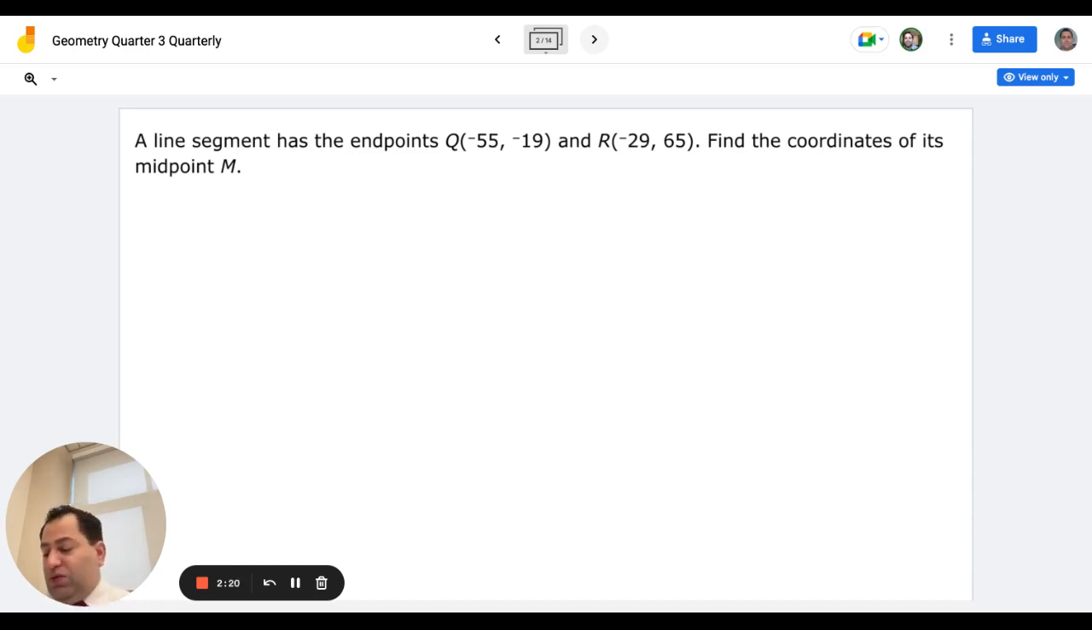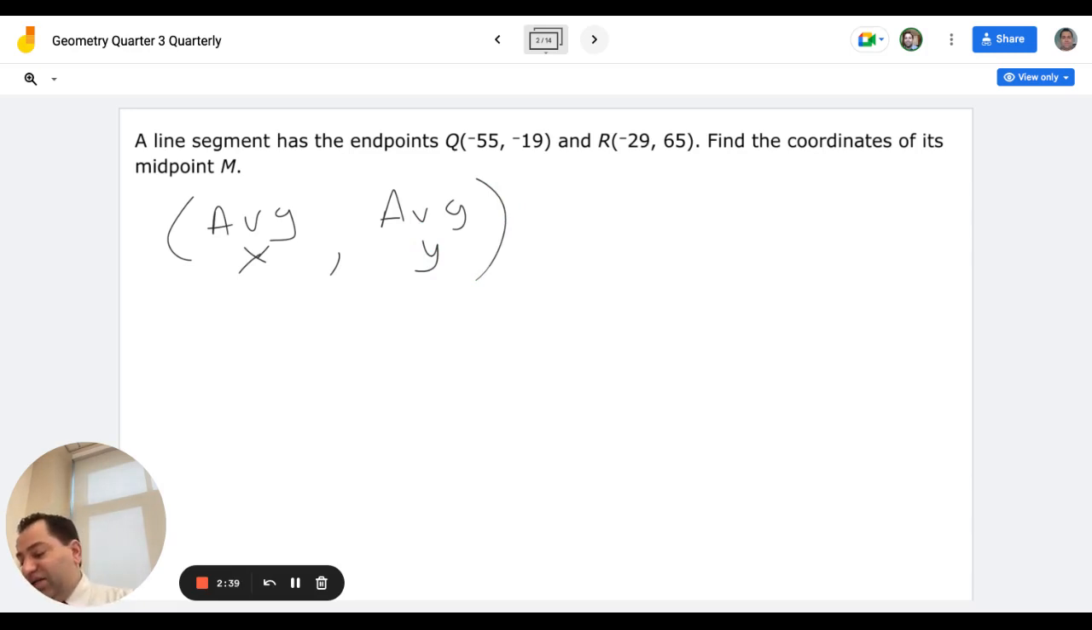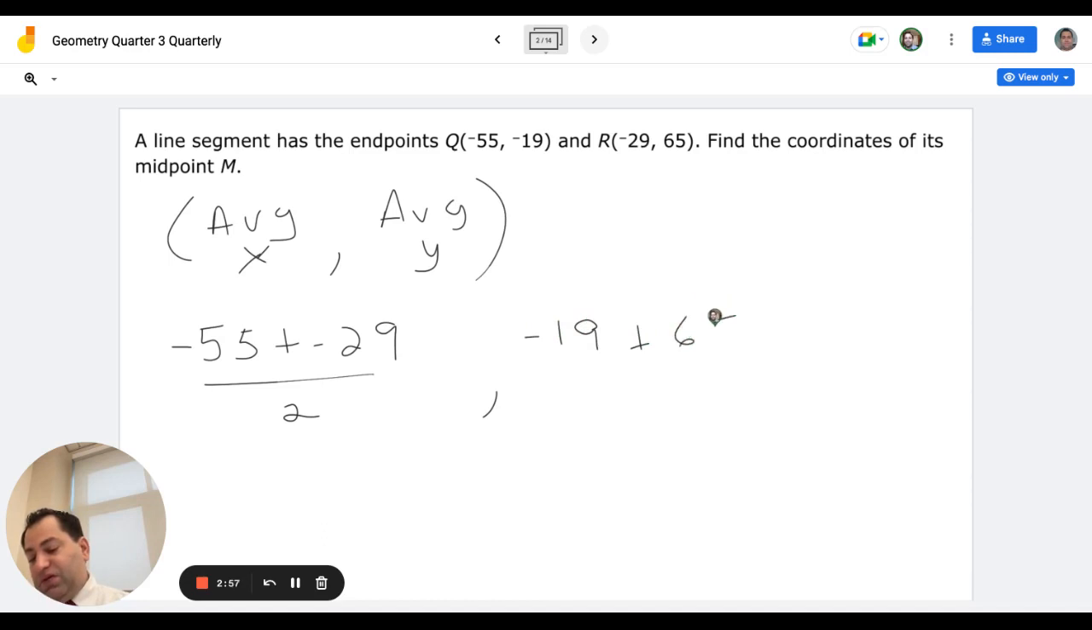To find the midpoint, we simply have to take the average of x and the average of y, and we get a coordinate. That would be the midpoint. So let's find the average of x first. That would be -55 plus -29 divided by 2. And then the average of y would be -19 plus 65 divided by 2.